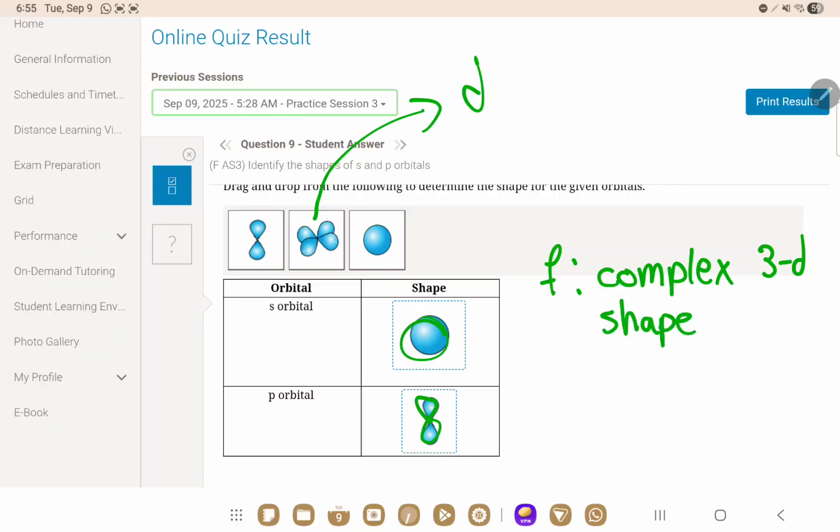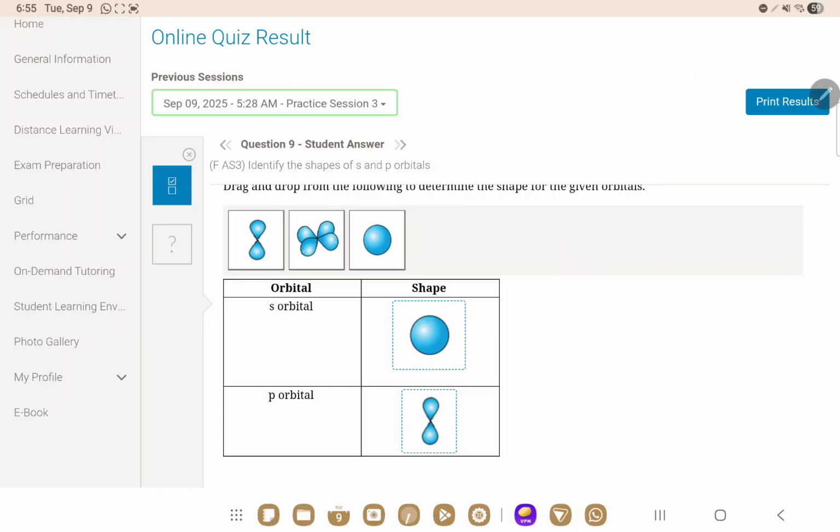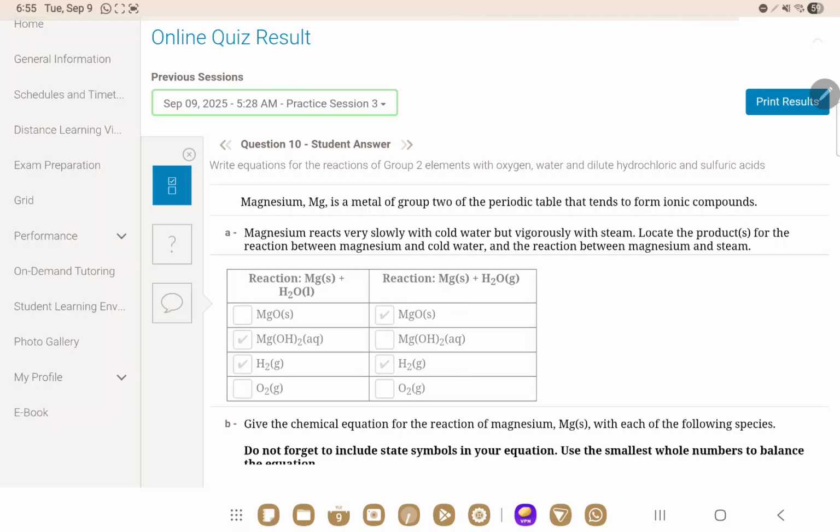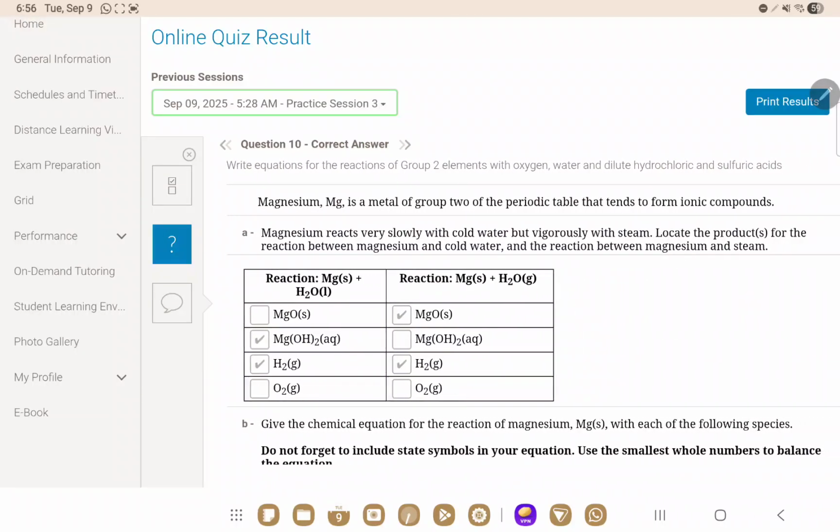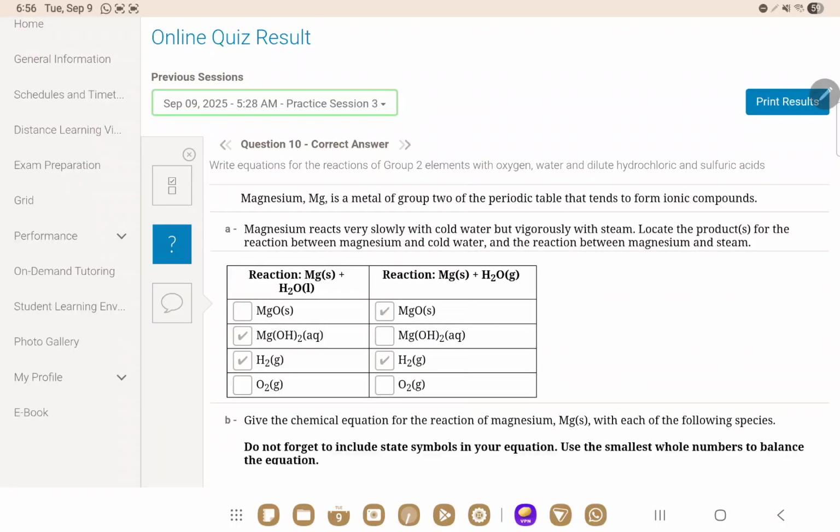And that's it. Let's move on to now. These are the new questions that are in the AS material only. Now we need to know a few things. Magnesium, it's a metal, of course, in group 2. Now they're telling you it reacts very slowly with cold water but vigorously with steam.